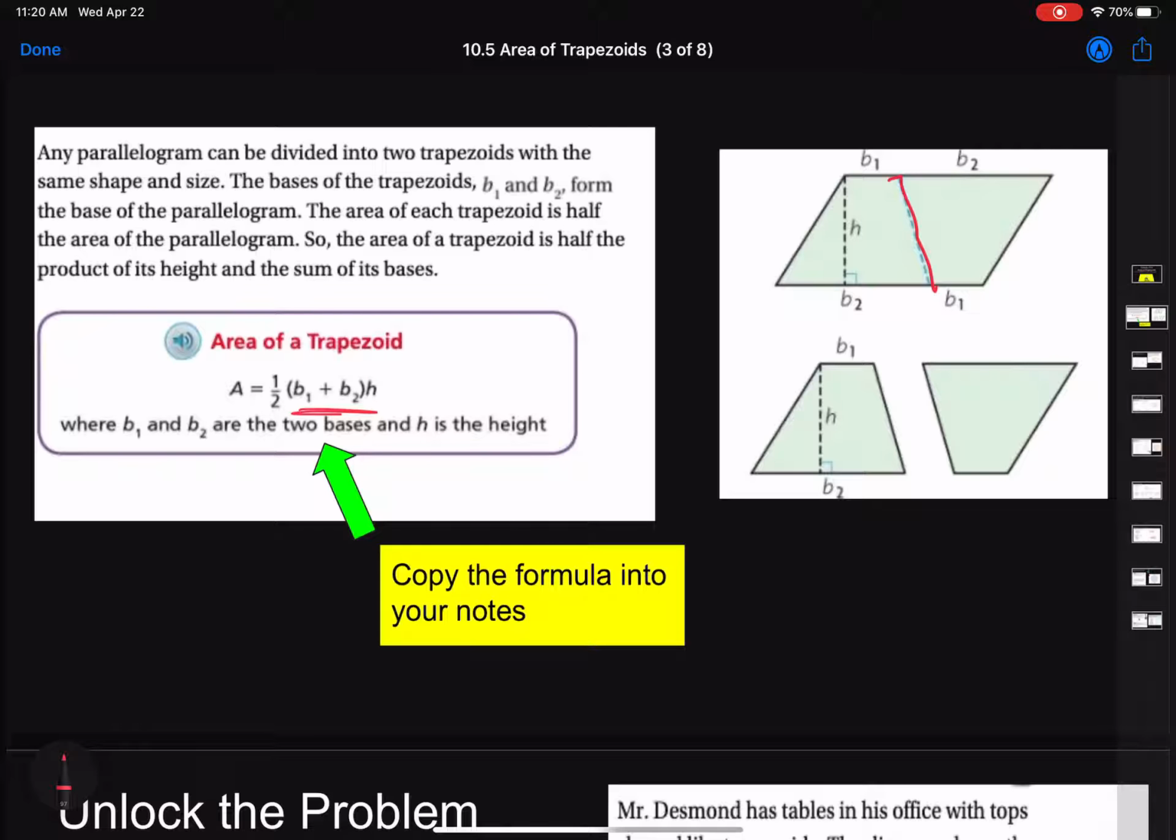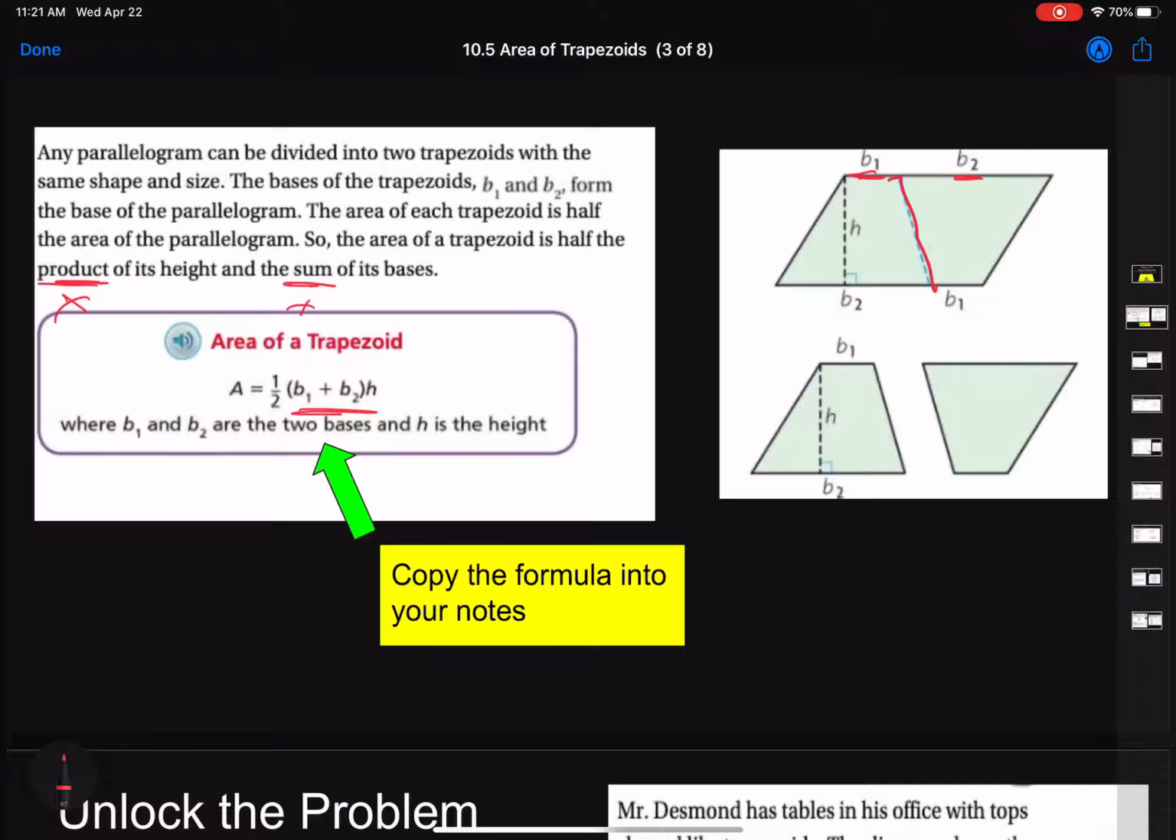The bases of the trapezoids are B1 and B2. If you add them up, it's like you're making the base of a parallelogram. So now the area of each trapezoid is half the area of the parallelogram. That's why in the end, you have to multiply by 1/2. So the area of a trapezoid is half the product, remember, that's multiplication, of its height and the sum, remember, sum is an addition word, of its bases.